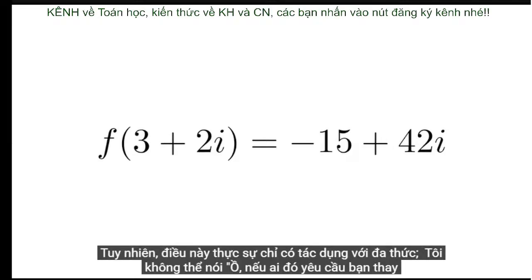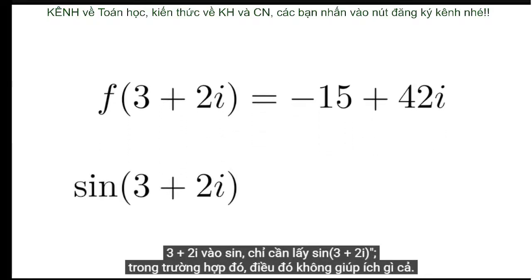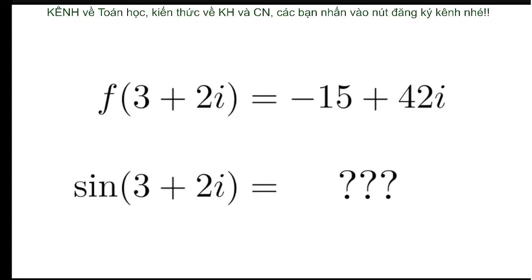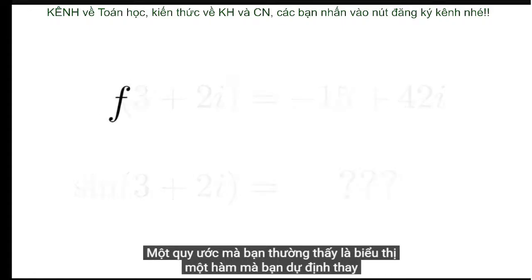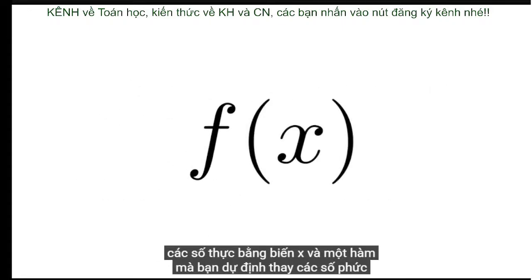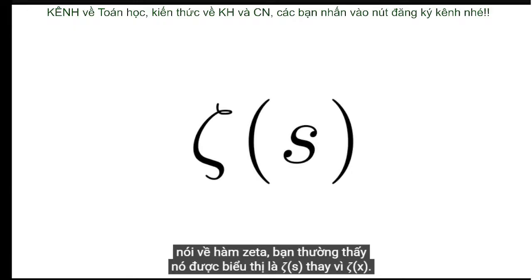This really only works for polynomials, though. I can't say, oh, well, if someone asks you to plug 3 plus 2i into sine, just take sine of 3 plus 2i. It doesn't help at all in that instance. One convention you'll often see is to denote a function where you're intended to plug in real numbers with the variable x, and a function where you're intended to plug in complex numbers with the variables z or s. This is why most often when you see people talk about the zeta function, you see it expressed as zeta of s instead of zeta of x.